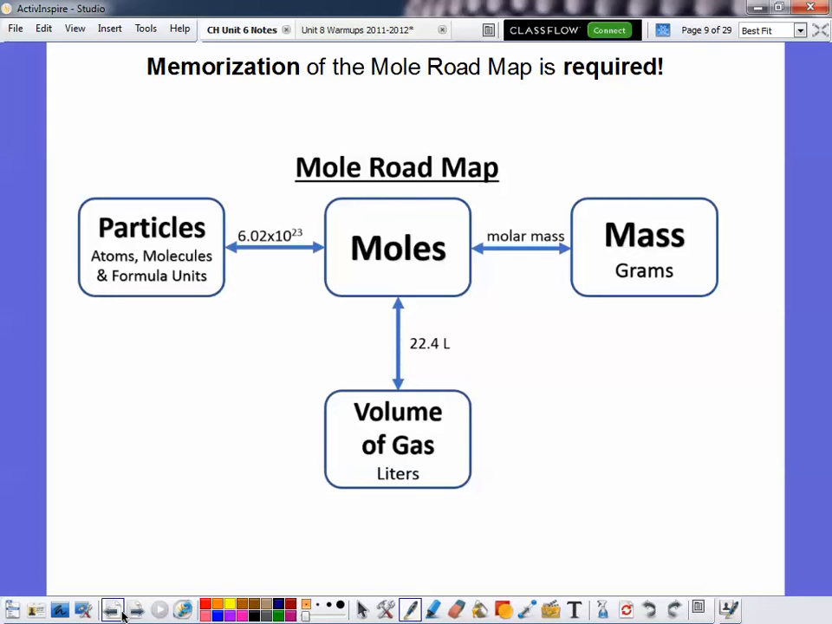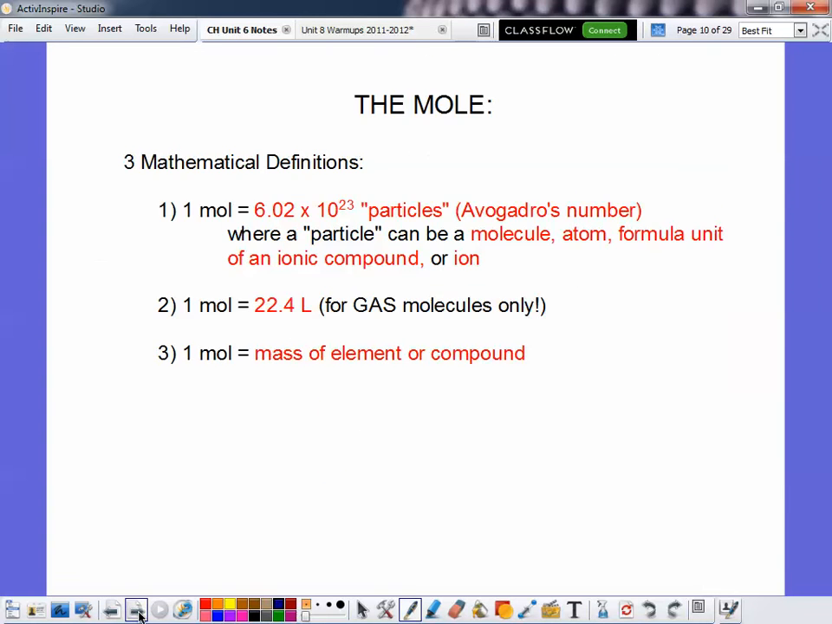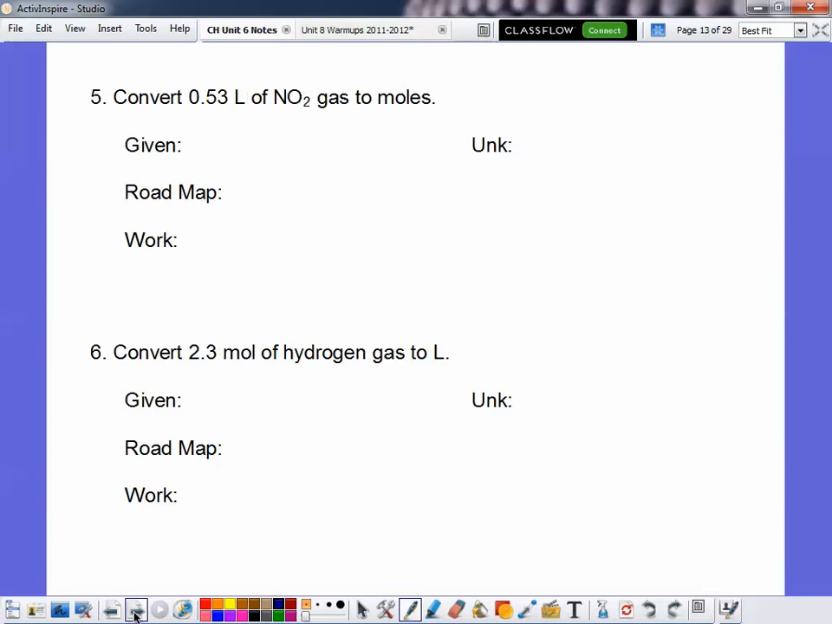Notice there's no direct conversion between volume and mass, or particles and volume, okay? We don't have those direct conversions. It's always through moles. Think of moles as your pit stop, okay? The whole roadmap analogy, driving and stuff. Moles is always going to be your pit stop. It's always going to be your transfer point to something else, okay? So same concepts as before in terms of our conversion.